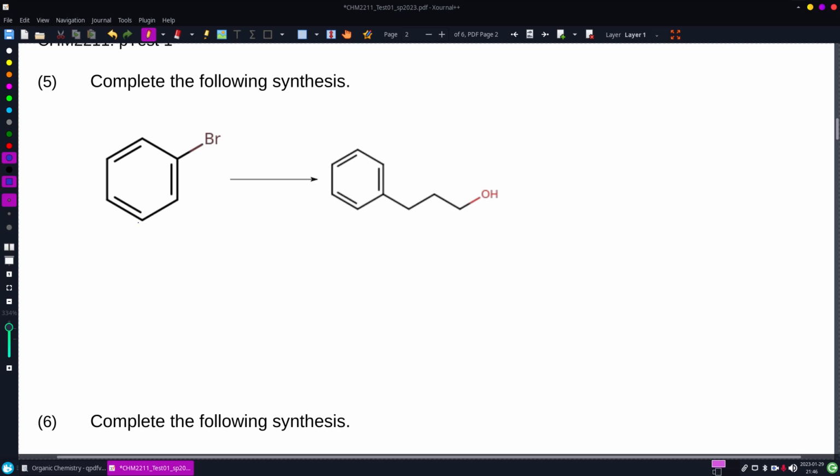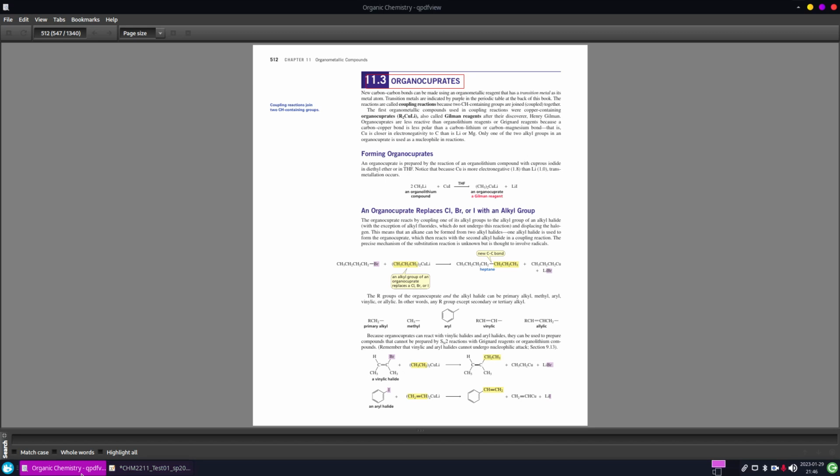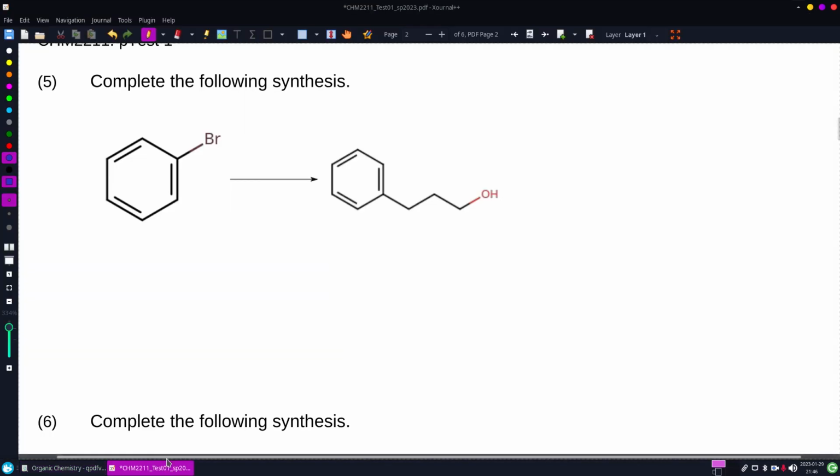All right, now thinking maybe this will help eliminate certain pathways. Maybe I can't make an organocuprate out of this. Maybe it has to be attacked. But if I go back to our textbook, I see that an R group, like the benzene, can be the organocuprate or the alkyl halide. All right, so knowing that, I'm going to try to make it work as either.